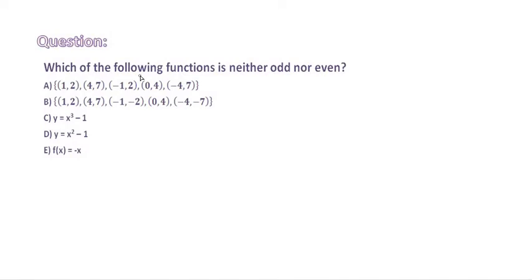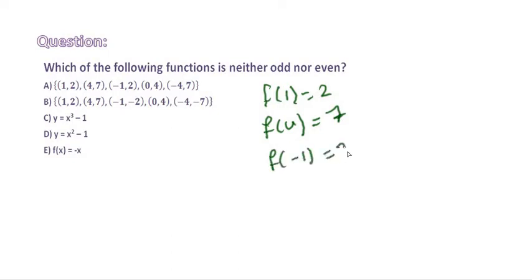In order to understand more how to find if a function is odd or even, we need to solve some more questions. Which of the following functions is neither odd nor even? If you have a set of ordered pairs, you need to look at the values of x and the corresponding y's. Look, the first one is 1 and 2, so f of 1 equals 2. f of 4, the second one, is 7. f of negative 1 is 2. Look at these two values.